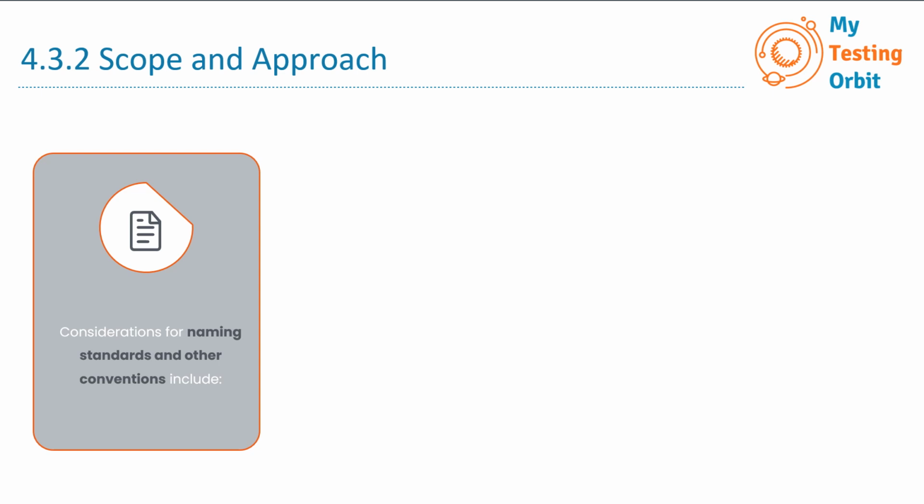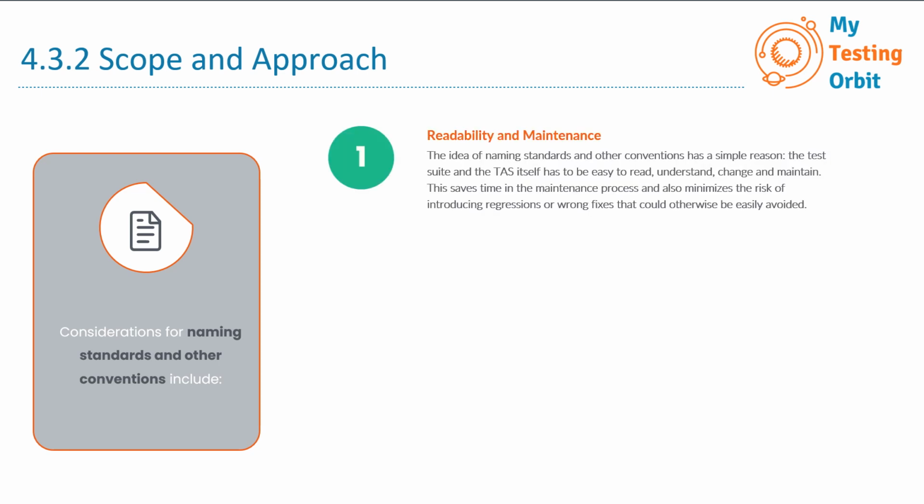Considerations for naming standards and other conventions include: number one, readability and maintenance. The idea of naming standards and other conventions has a simple reason. The test suite and the TAS itself has to be easy to read, understand, change, and maintain. This saves time in the maintenance process and also minimizes the risk of introducing regressions or wrong fixes that could otherwise be easily avoided.